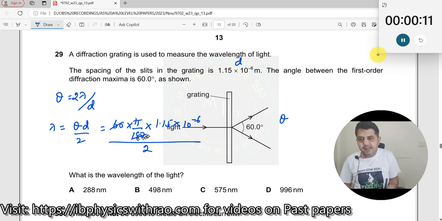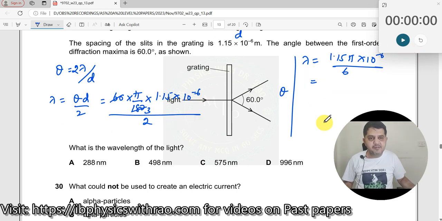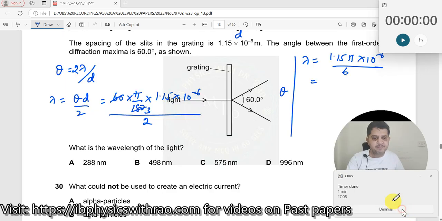So 6 ones are 6, 3 twos are 6. Finally I will write here lambda equals 1.15 pi × 10^-6 divided by 6. Now let us calculate what this value is.